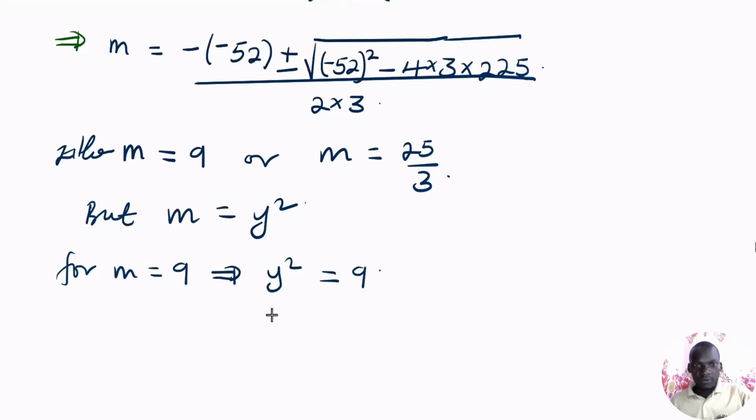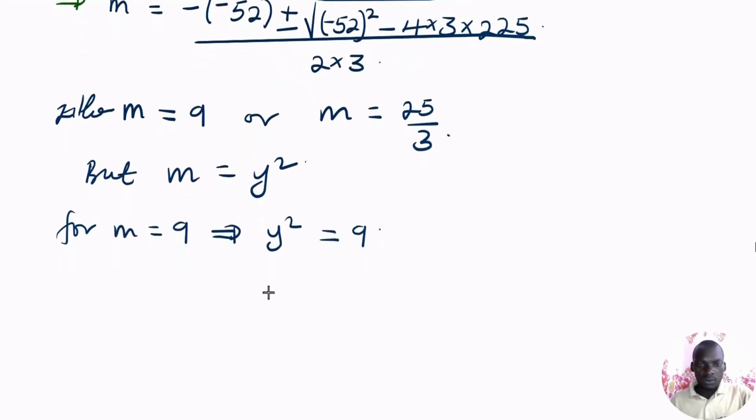For us to get the value of y, we are going to take the square root on both sides. So we have y squared being equal to 9. We introduce the square root on both sides, but the square root of a number is either positive or negative. So we get y equal to plus or minus the square root of 9, which is 3.